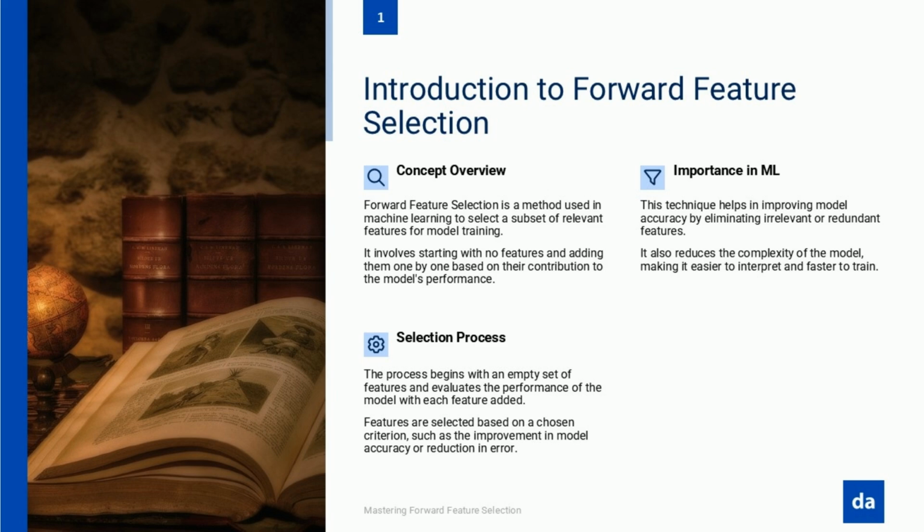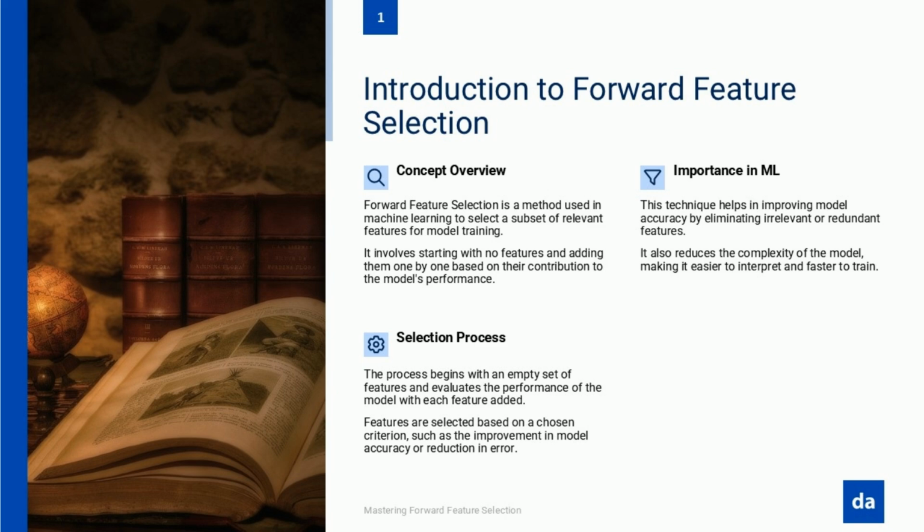Enter forward feature selection, the Marie Kondo of machine learning. Instead of dumping everything into the mix and hoping for the best, this method starts with nothing and carefully adds features one by one, testing each to see if it actually improves performance. It's like assembling an all-star basketball team where you only draft players who truly make a difference. No dead weight, no distractions, just a lean, efficient, high-performance model.